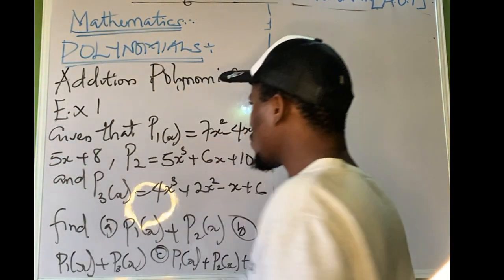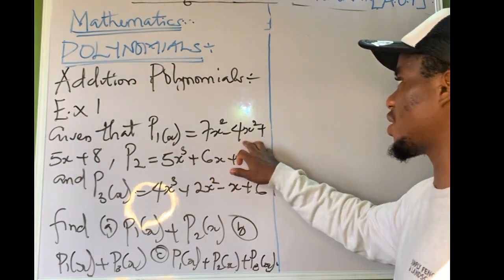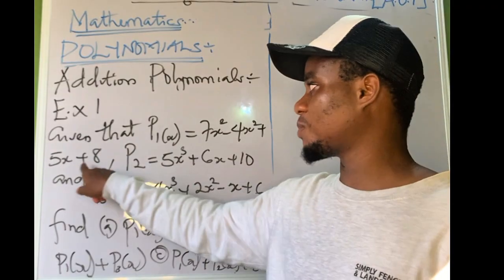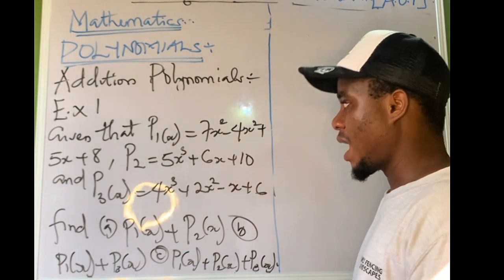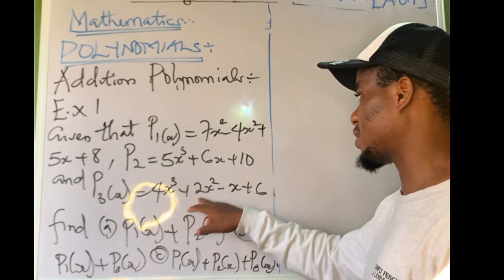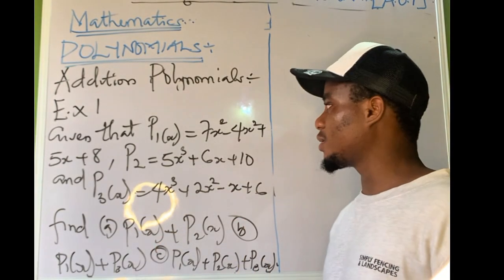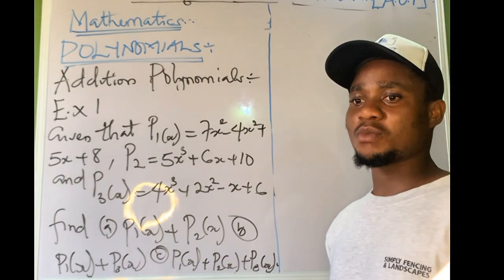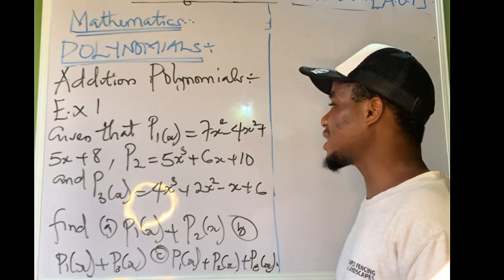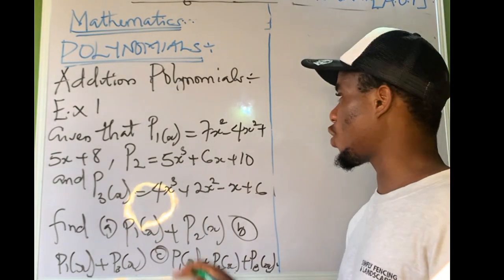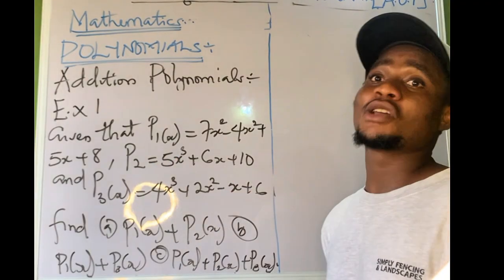We have been given that p1(x) is equal to 7x squared minus 4x squared plus 5x plus 8, and p2 is 5x cubed plus 6x plus 10, and p3 is 4x cubed plus 2x squared minus x plus 6. One of the things you must take note of is the sign. You must not tamper with the sign. You must be very, very careful, because any sign you misplace, I mean the addition or the subtraction sign, you are going to get the wrong answer.